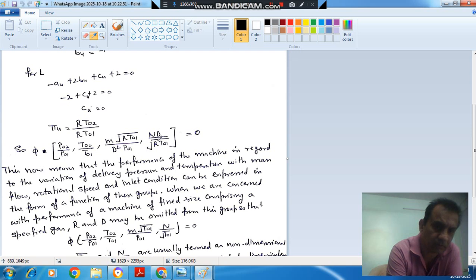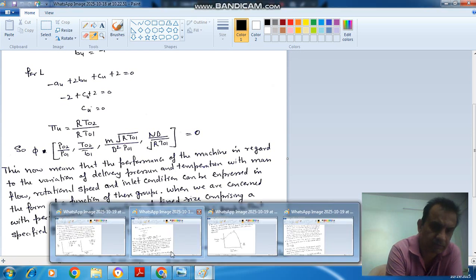Similarly, this is your non-dimensional speed. Here D is constant, R is constant, so we are omitting these, so it will be N by root T naught 1. So this is called non-dimensional speed. However, it is also not non-dimensional, but if we multiply it by D and divide by root R, then it will become non-dimensional. So these are the four non-dimensional quantities for plotting compressor characteristics.